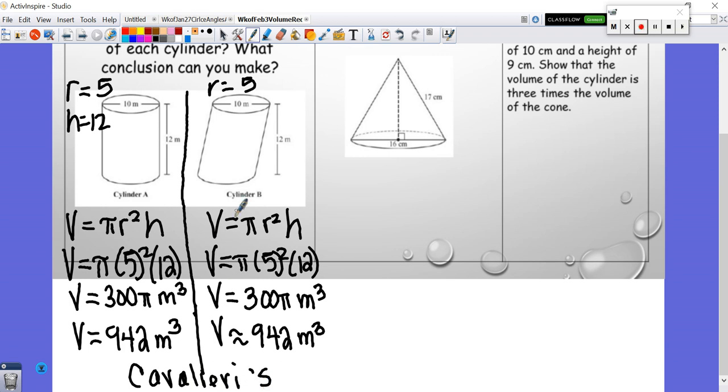Cavalieri's principle states that as long as the base, when I should probably draw this at the bottom, the base is the same and they have the same radius, so as long as the area of the base of the containers are the same, and as long as the height of the containers are the same, whether they're slanted, not slanted, whatever they're doing, we know that these two volumes are going to be the same.